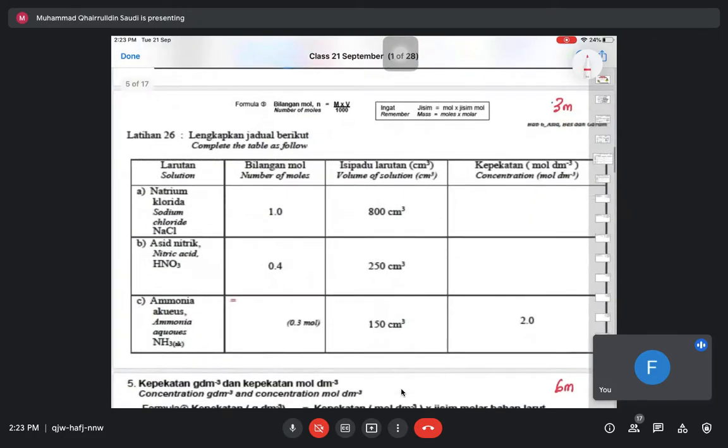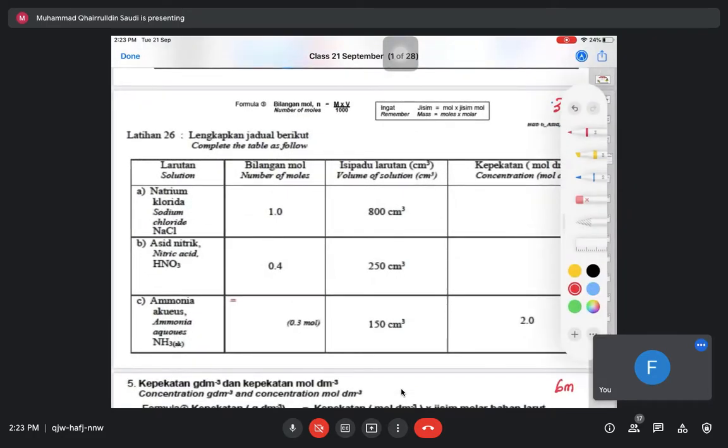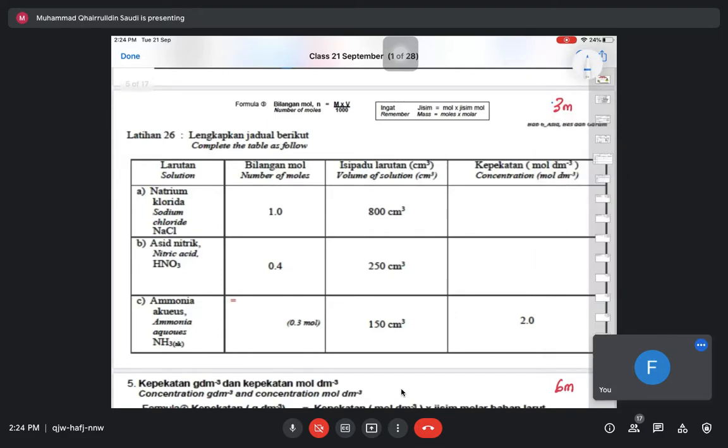Next is exercise 26. The formula that is used is formula number 3, number of mole is equal to molarity times volume over 1000. Remember, the volume is in centimeter cube, that's why we divide it by 1000. If the volume is already in decimeter cube, then you don't have to divide it by 1000. Okay?